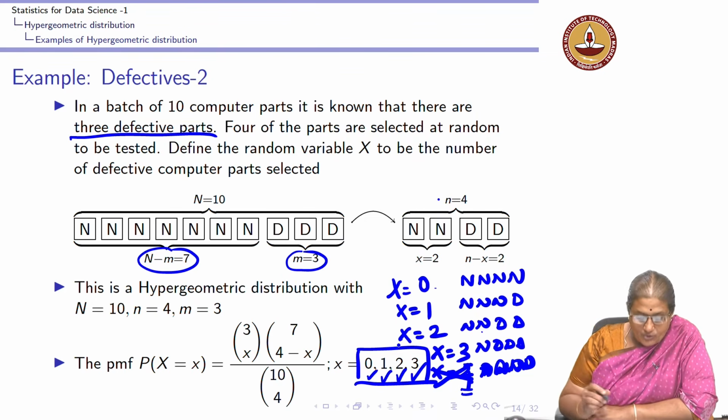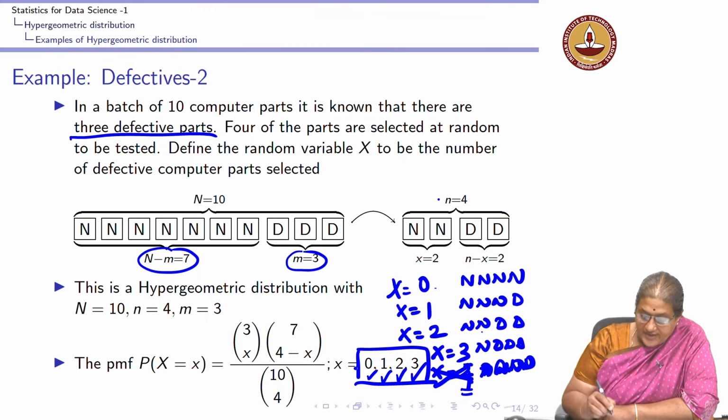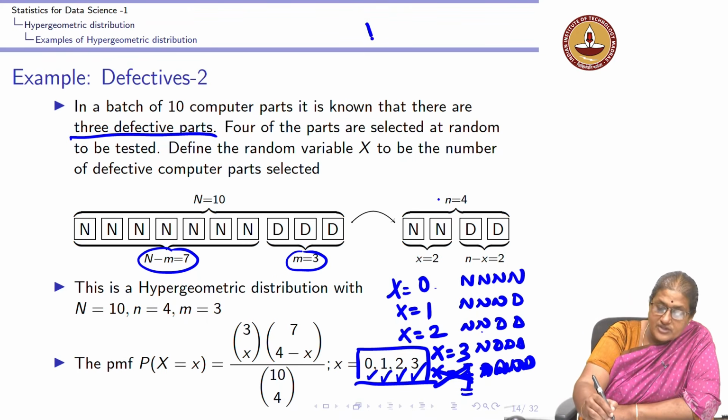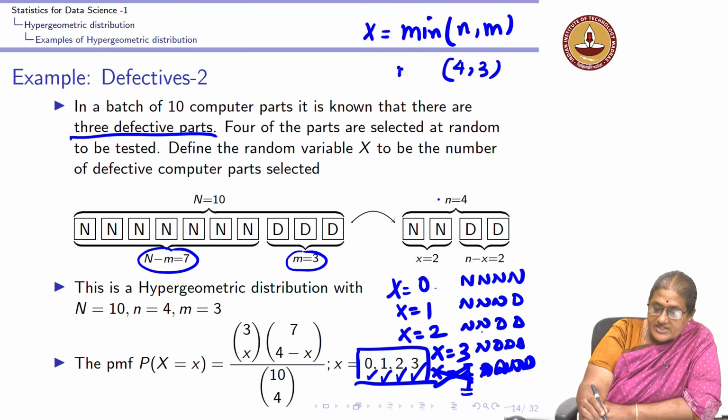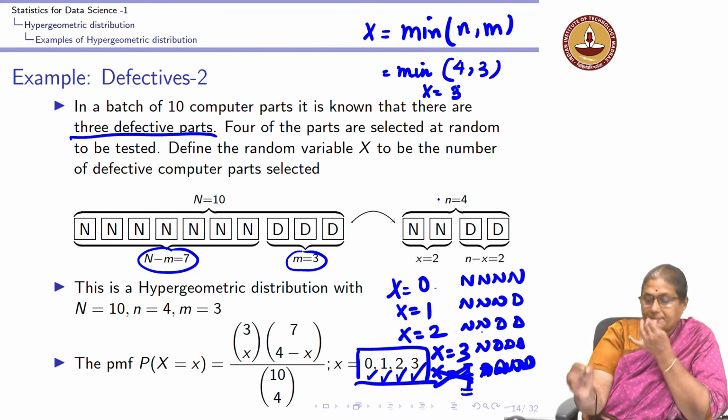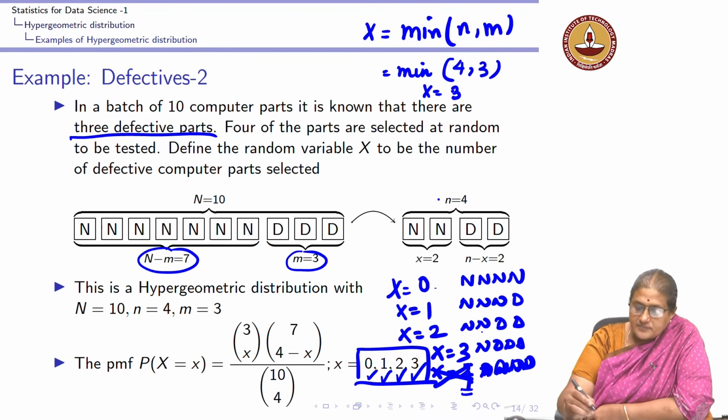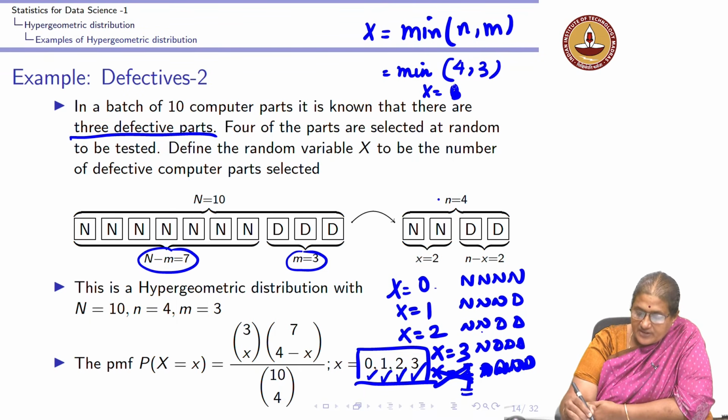So, again what we can see is that x starts from a value of 0 and takes values up to the minimum of n and m. The minimum of n and m in this case, 4 and 3, is 3. So, x was taking a maximum value of 3. This is the range. So, x takes the value 0, 1, 2 and 3.